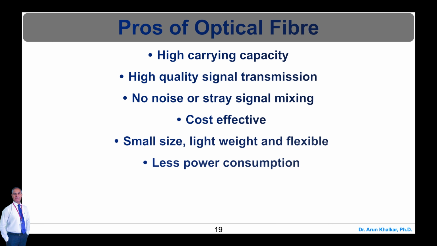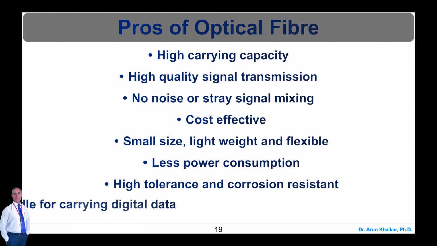Next advantage is less power consumption. Optical fiber consumes less power for its operation as compared to the metal wires. Next one is high tolerance and corrosion resistant. Optic fibers can tolerate extreme temperature variation, in some cases even up to 800 degrees Celsius. Corrosion due to water or chemicals is very minimum for optic fibers, or even it is negligible.